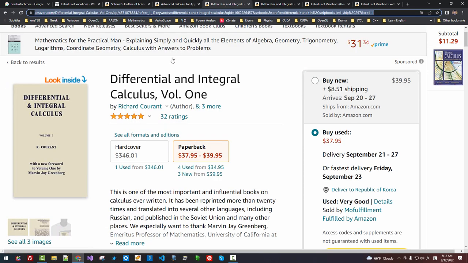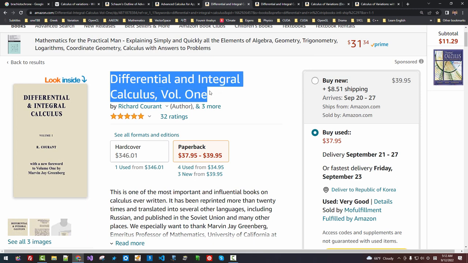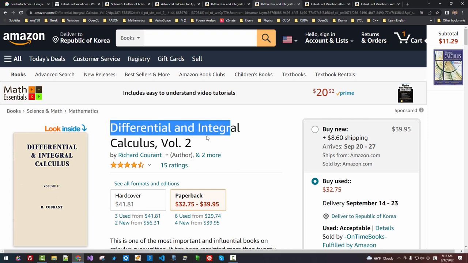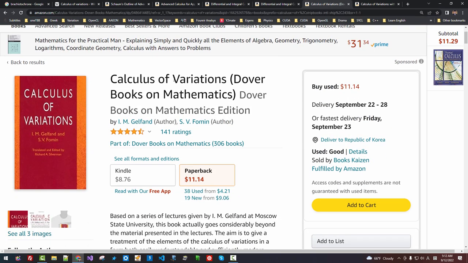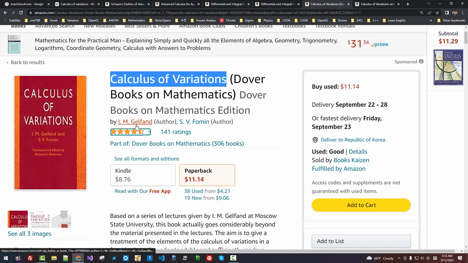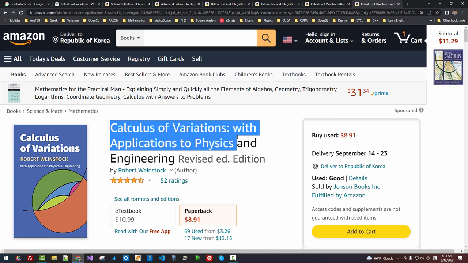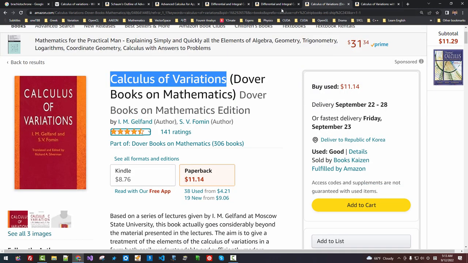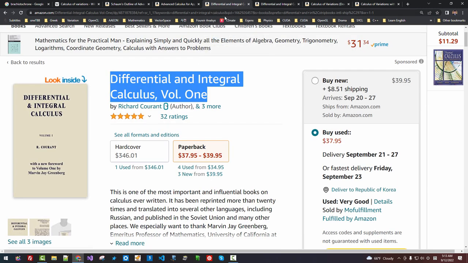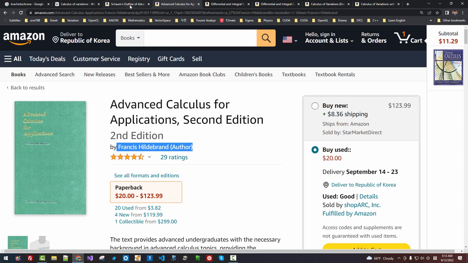We will also use Differential and Integral Calculus, Volume 1, by Richard Courant. There is also Volume 2. Also, we will use Calculus of Variations by I.M. Gelfand and S.V. Fomin. We will also use Calculus of Variations with Applications to Physics and Engineering by Robert Weinstock. This book is also very good. I would recommend this book, and also these books.